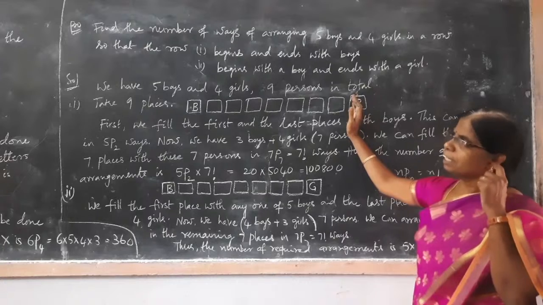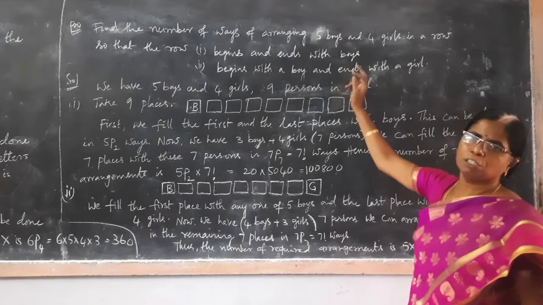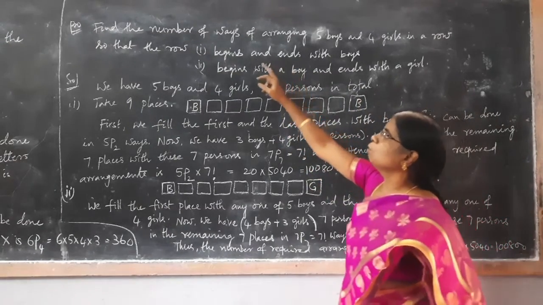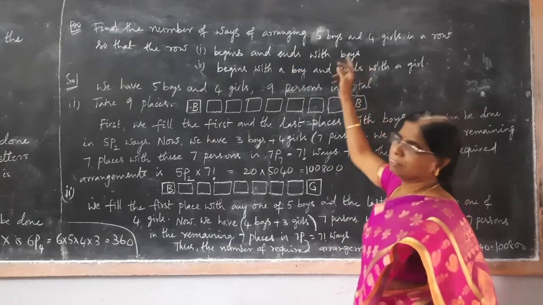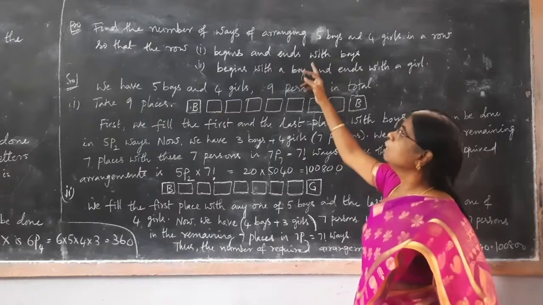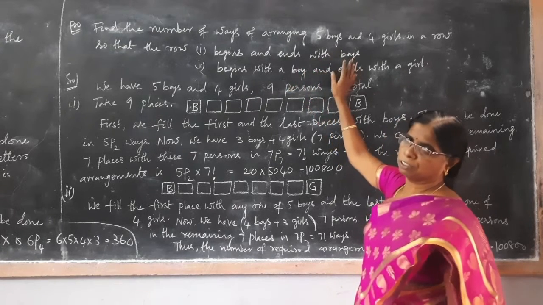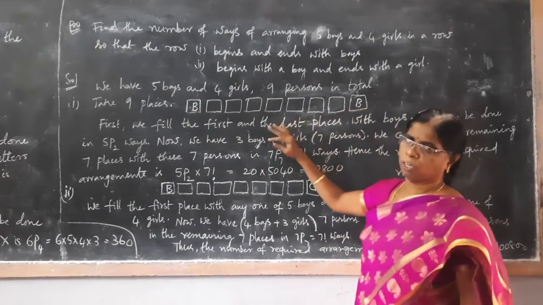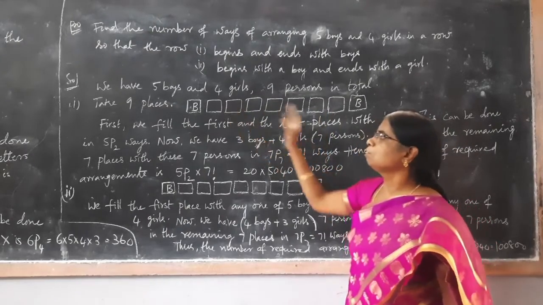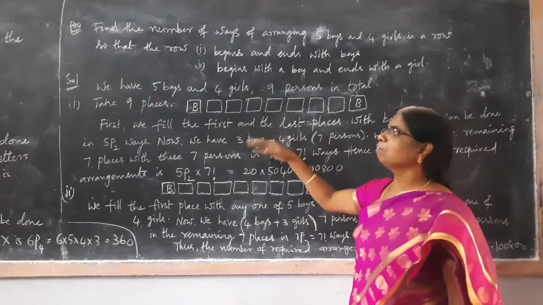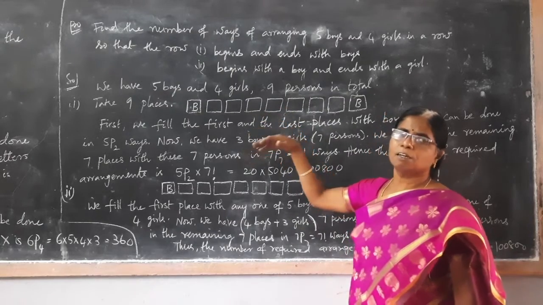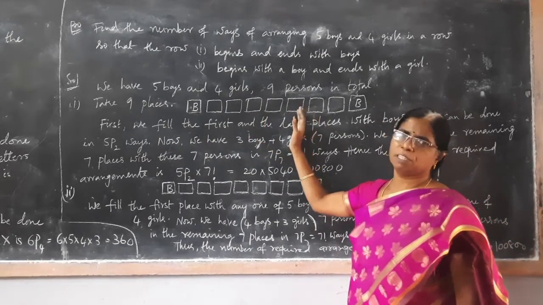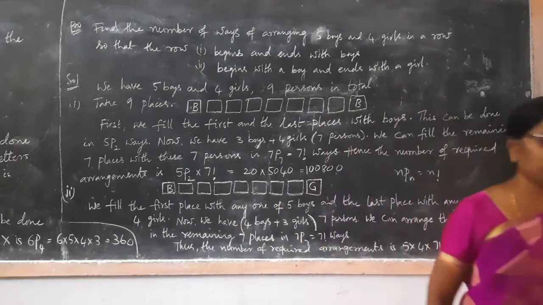Whenever a condition is given in the problem, first of all we have to fulfill that condition. For example, here the row should begin and end with boys. So that is the condition that is given, and that's why we have to fulfill that condition first. That means I fill the first and the last places with the boys. Later, in the remaining places we have no condition, so we can fill anywhere, either with boys or with girls. So like this you can solve many problems.